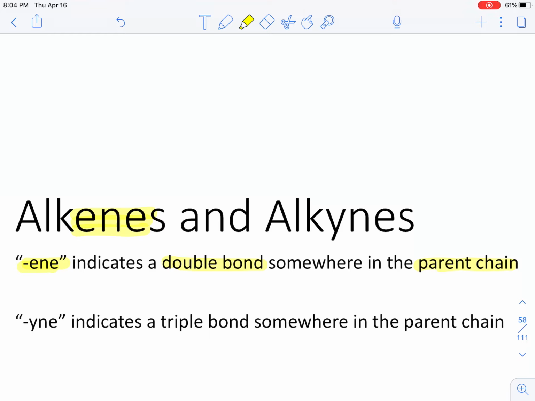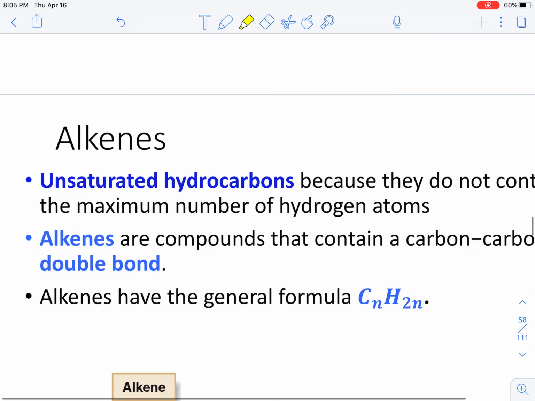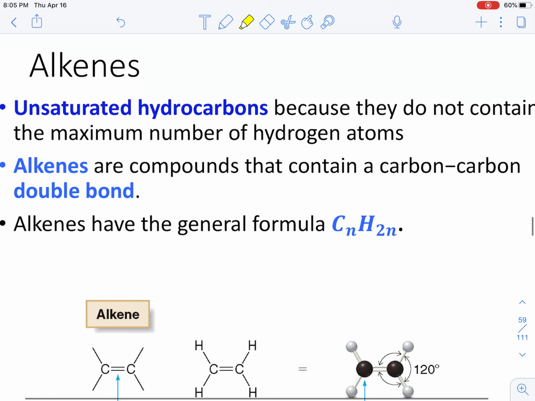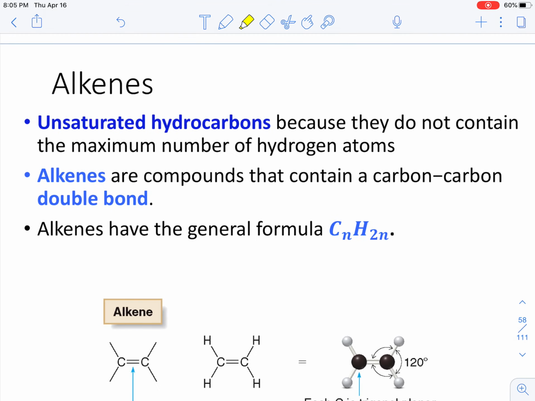So alkynes, on the other hand, are organic compounds that contain a triple bond somewhere in the parent chain. And so the suffix -yne, it's pronounced as "-ine", is going to communicate to the reader, or you're communicating to another scientist, that there is a triple bond present somewhere in the organic compound. Okay. And so let's go ahead and talk about the physical properties of alkenes and alkynes before we start looking at how to draw them and how to name them.